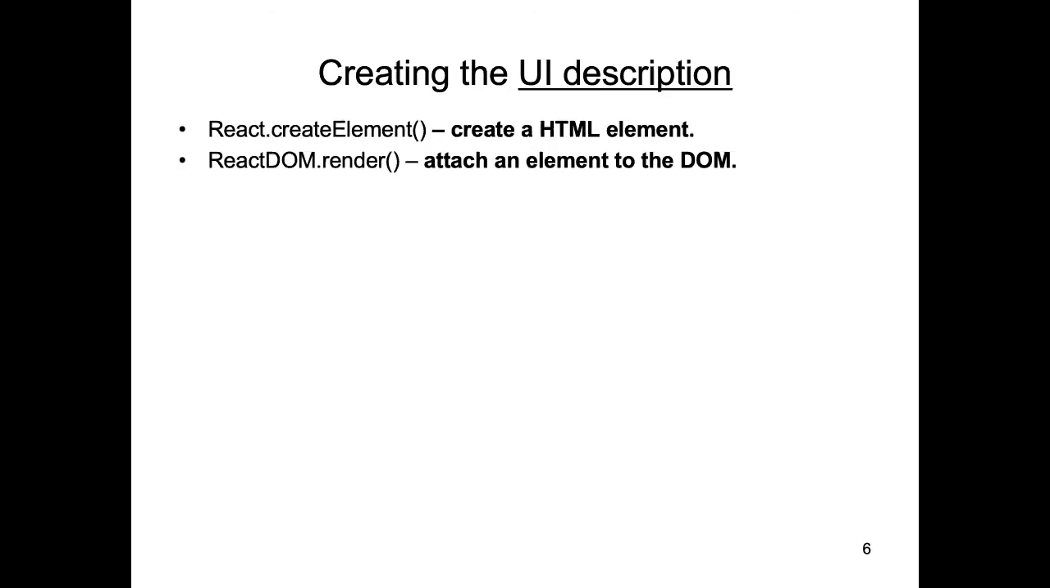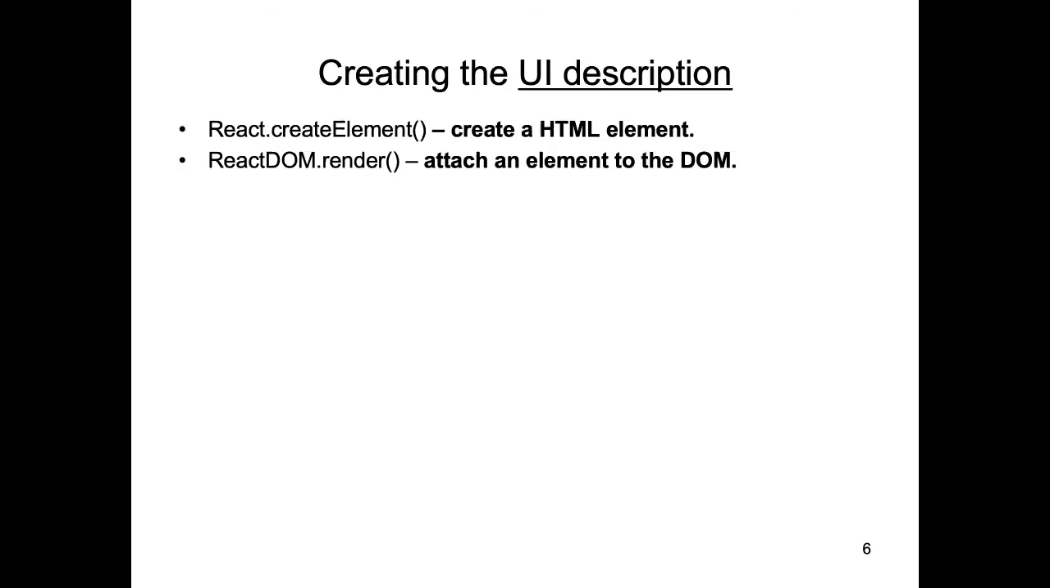Now, the React framework is actually broken up into a number of modules. One is called the React module, and the other is called the React DOM module. And the React module has a method called createElement, and you use that method to create a HTML element in code. Okay, you can programmatically create a HTML element. So you would use the React.createElement method to do that.